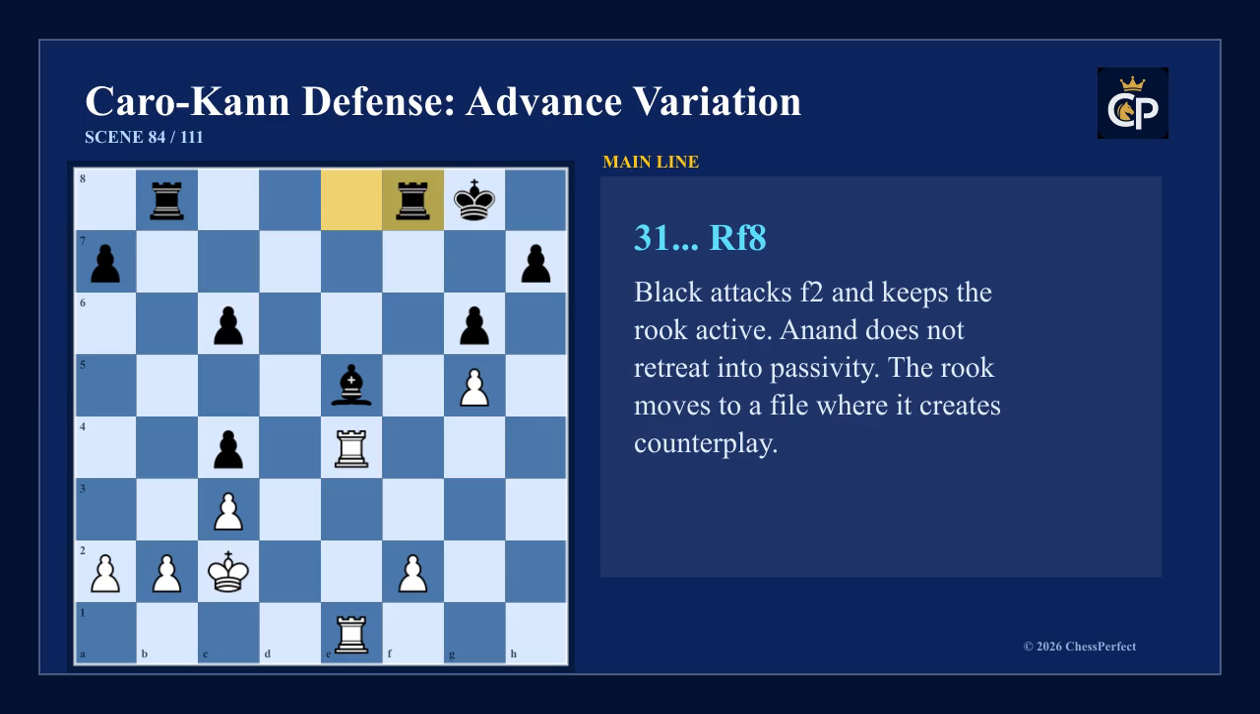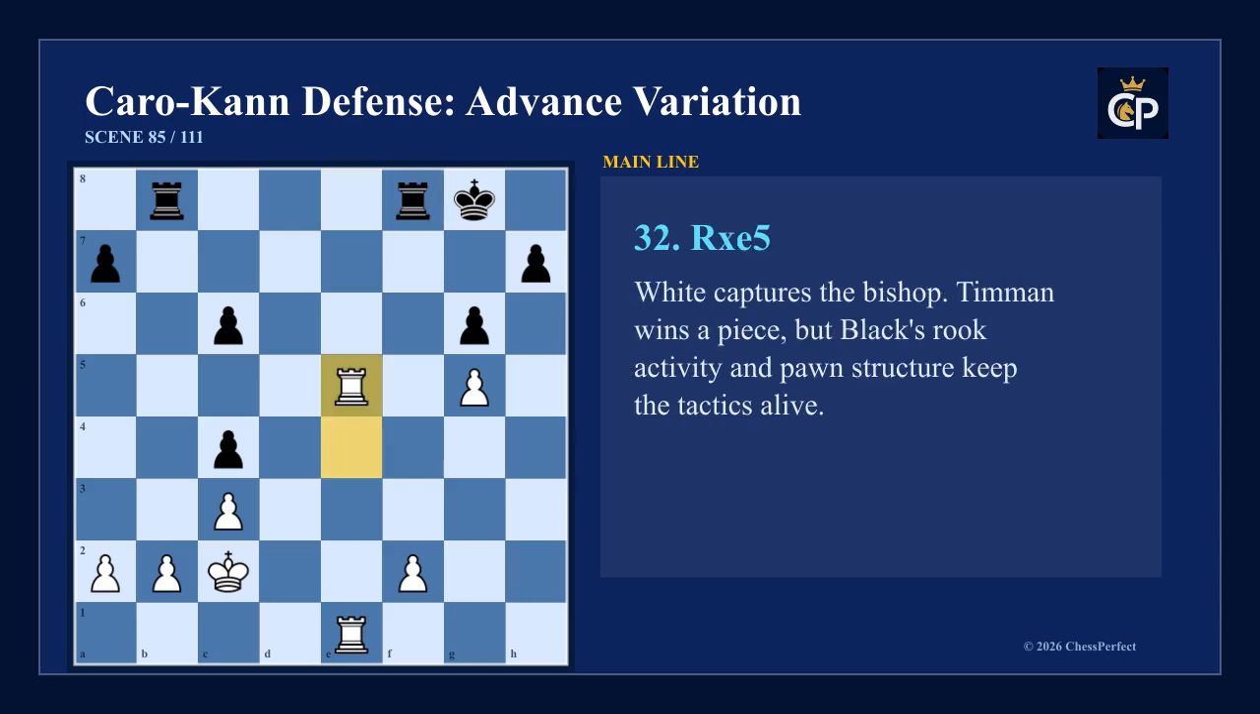Rook f8. Black attacks f2 and keeps the rook active. Anand does not retreat into passivity. The rook moves to a file where it creates counterplay. Rook takes e5. White captures the bishop. Timman wins a piece, but black's rook activity and pawn structure keep the tactics alive.